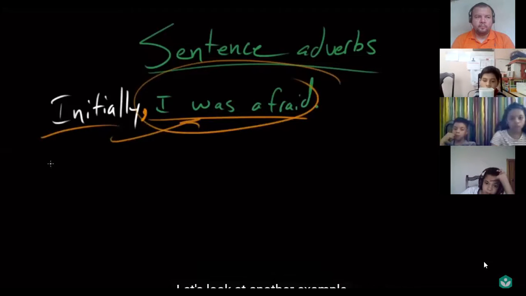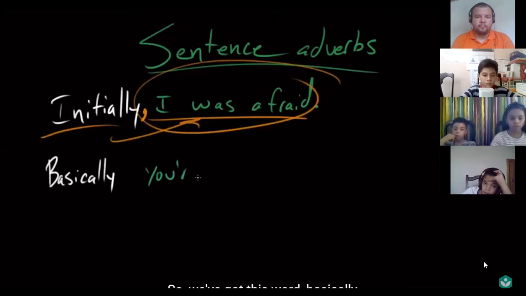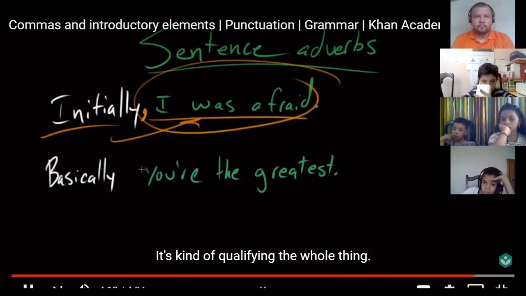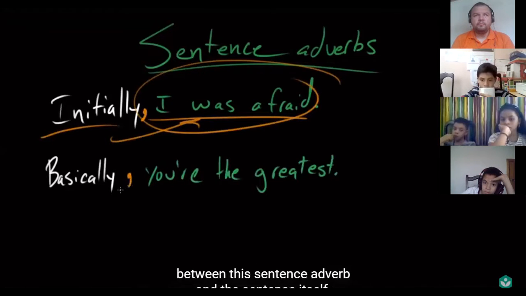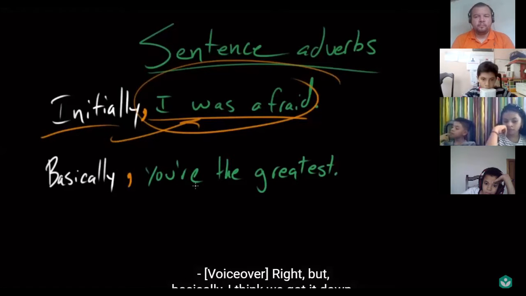"Basically, you're the greatest." Oh, thanks, Paige. So we've got this word "basically," and "basically" is modifying the entire expression. It's kind of qualifying the whole thing. So we're going to put a comma between this sentence adverb and the sentence itself. Exactly. Cool. So initially, Paige, this seemed pretty complicated to me. Right, but basically, I think we got it down. All right. We think that essentially you can learn anything. David out. Paige out.